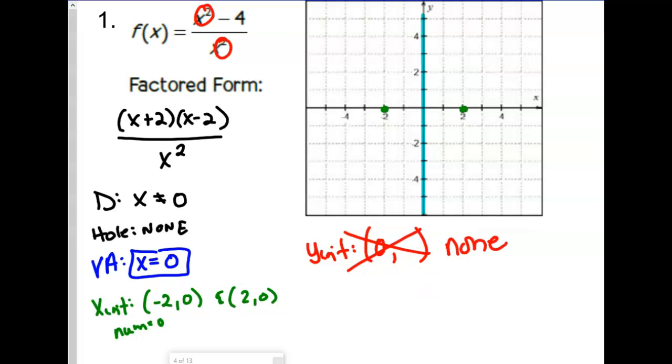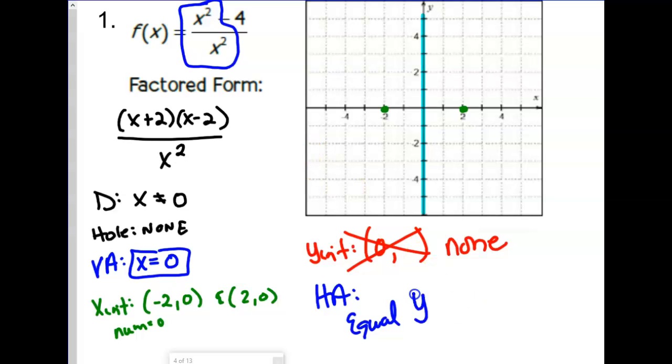Then talk to me about whether this is top-heavy, bottom-heavy, or equal weight. This is equal weight. You should be able to tell me the line for my horizontal asymptote when it's an equal weight fraction, meaning you have the same degree in the numerator and denominator. Then you just look at the coefficients, so you write the equation y equals 1.